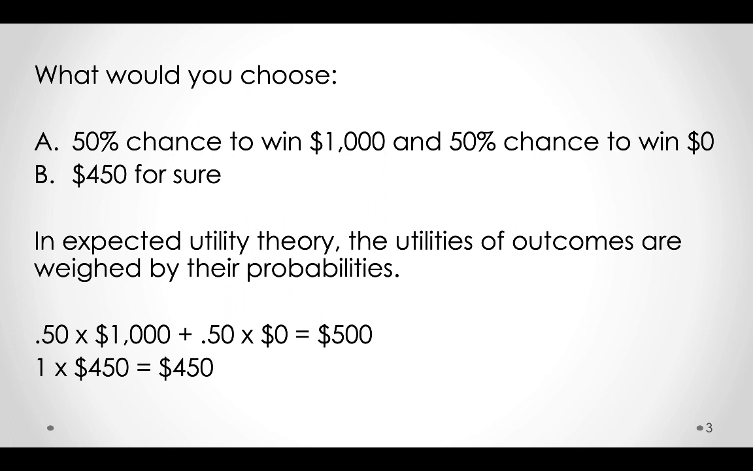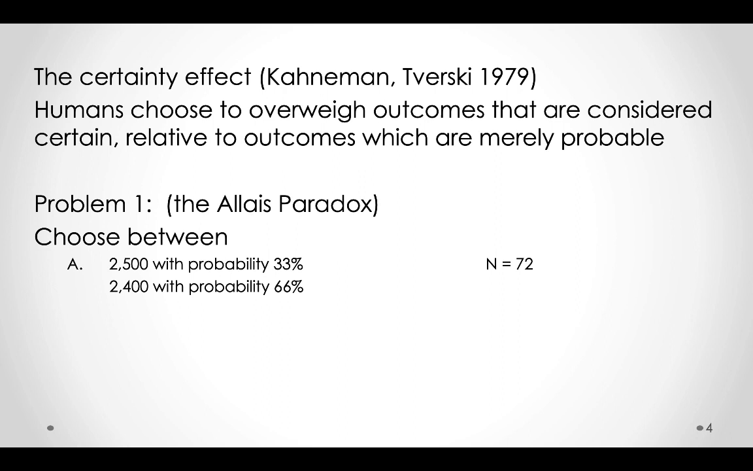Is that what you chose? I'm going to wager that you didn't. I'm going to venture and say that you probably chose $450 for sure, a sure gain. Why? Well, we'll see. In their paper, in prospect theory, they introduce the certainty effect, which says that humans choose to overweight outcomes that are considered certain relative to outcomes which are merely probable. In other words, you would rather go for the sure gain than take the gamble.